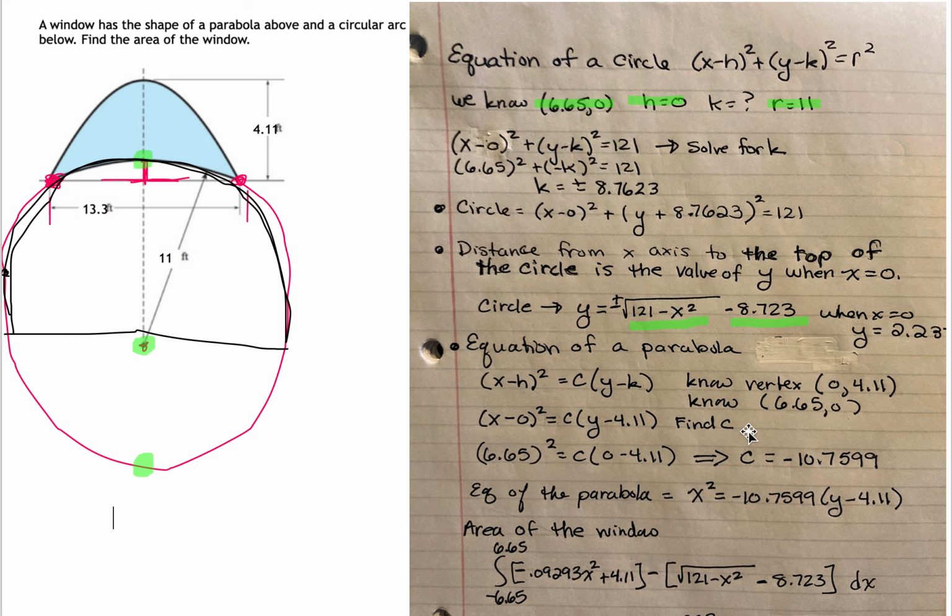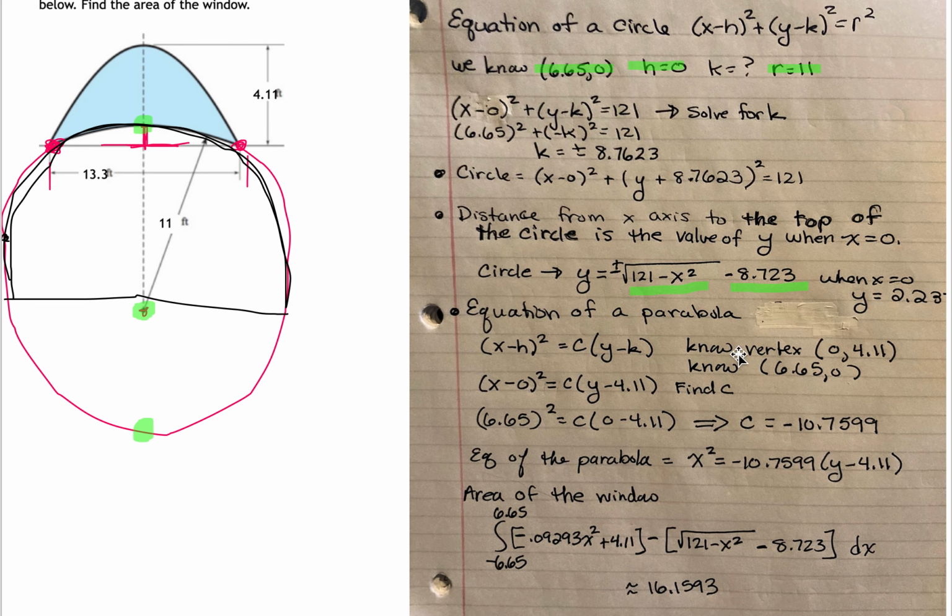And we're going to put all that information in so we can find c. Because in order to find the equation of the parabola, I need to know my h, my k, and I need to know this constant that goes in front. So I'm going to put all the information in. I'm going to solve for c, and I'm going to get that c is negative 10.7599. So now when I put this all together, I get that this is my equation of the parabola. X squared is equal to negative 10.7599, and then inside the parentheses, y minus 4.11.